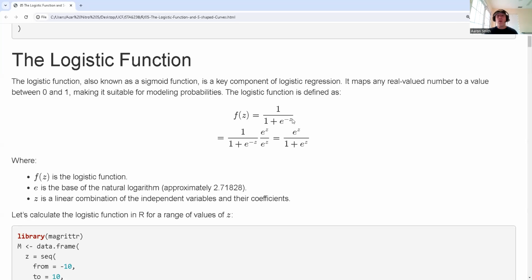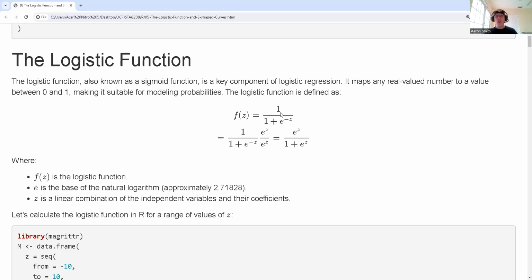Now, think about the other direction. Let's say this is a huge number. I plug in negative 1 million for z. Then e to the power of 1 million will be a super big number. 1 divided by a super big number is going to be very, very small, close to 0. So conceptually, you can see that this function is going to keep everything between 0 and 1. If z is very, very large and negative, the function is close to 0. If it's very, very large and positive, the function is close to 1.